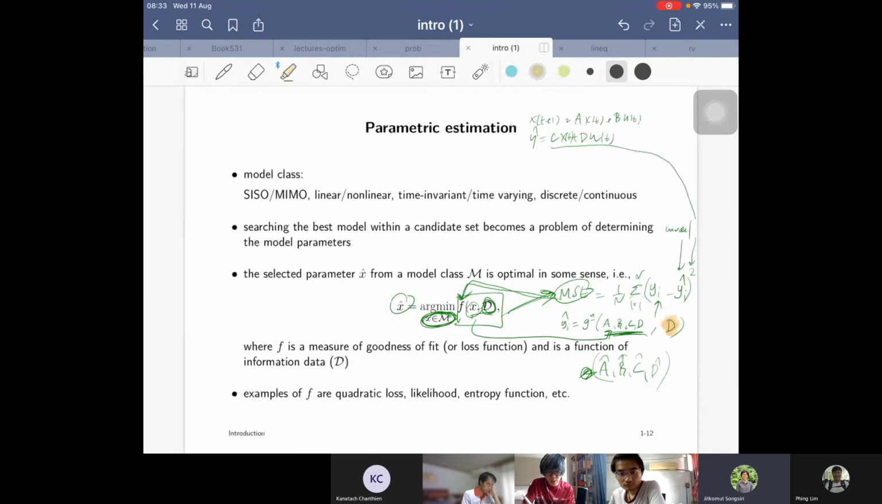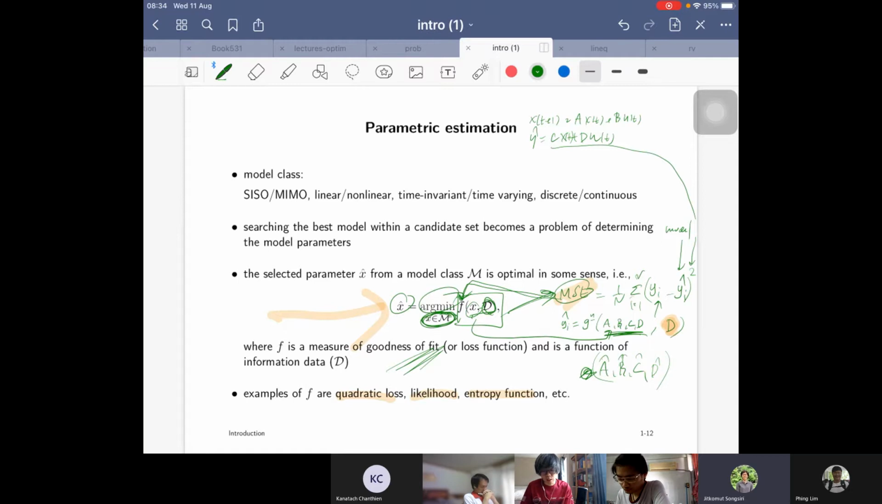Here we have a list of examples. Quadratic loss, MSE, is one of them. We're going to see the term likelihood and entropy function. And this is part of why we say that most system identification methods are in terms of minimizing some loss function, and that loss function just quantifies the goodness of fit of the model. That's why the parametric estimation problem becomes an optimization, because of the process of minimization here.